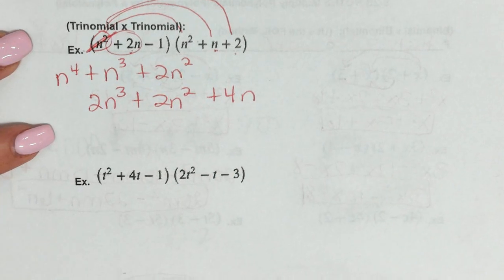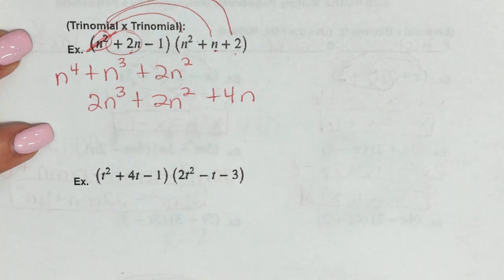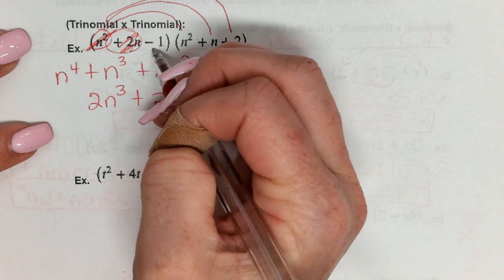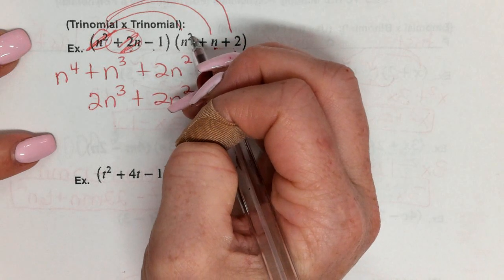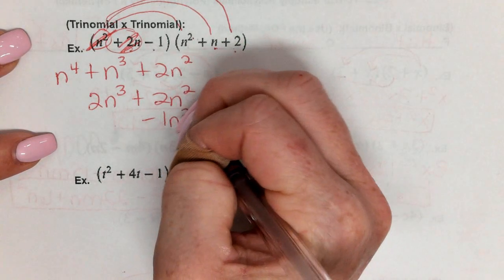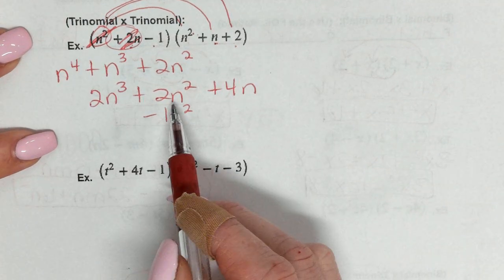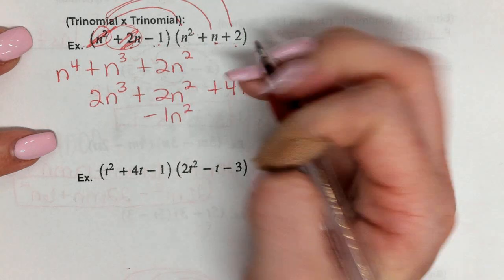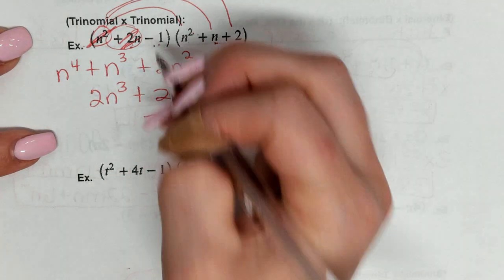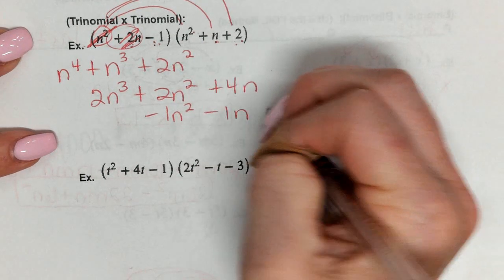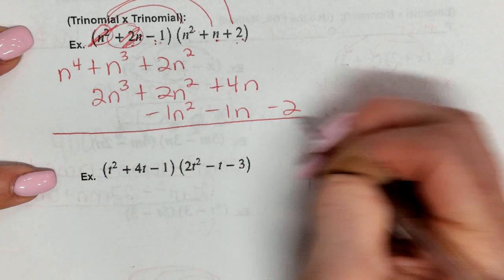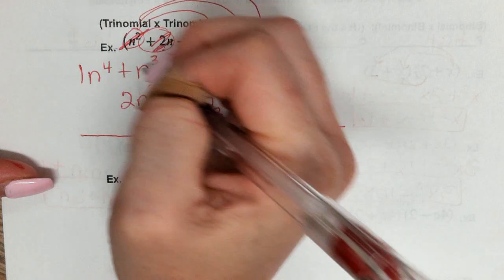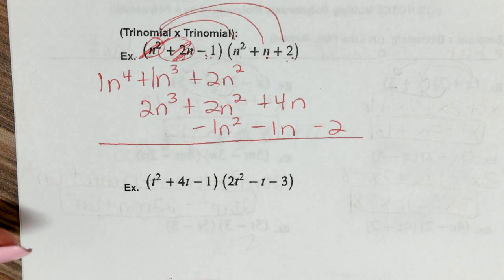Do y'all notice every time it just scoots over 1 when you stack it? This one's done. Now I'm going to do this one. Negative 1 times n squared is negative 1n squared. Do y'all see how it just moves over one place every time? Negative 1 times n is negative 1n, and negative 1 times 2 is negative 2. And now I combine my like terms. If you need to, go put a 1 as a coefficient in front of all the empty ones.